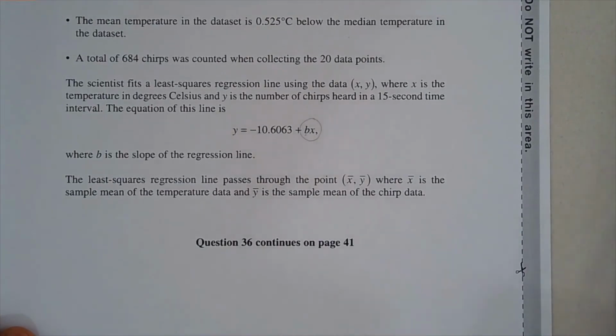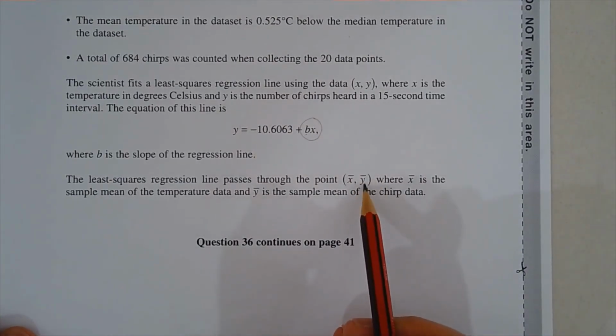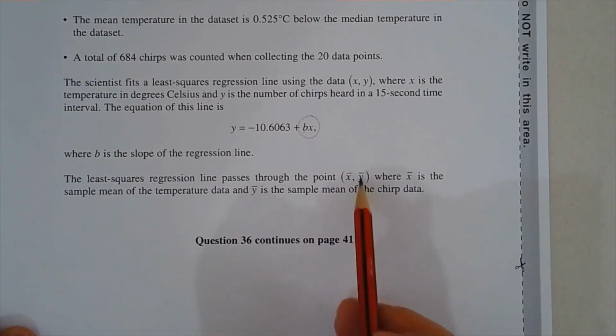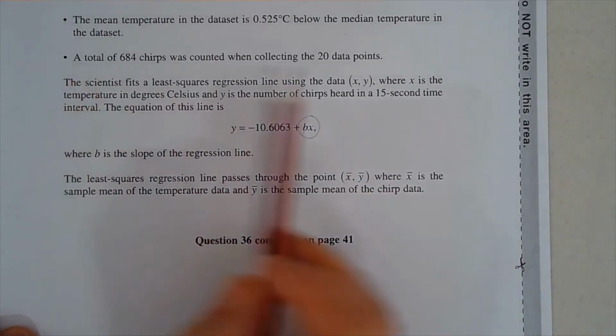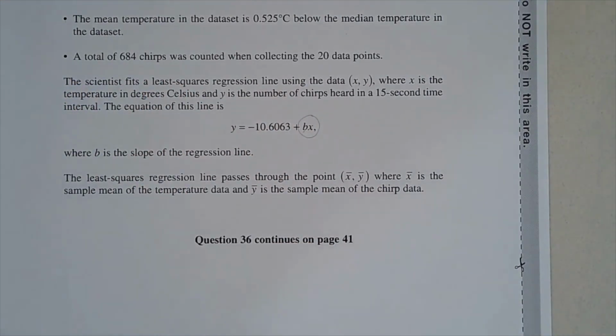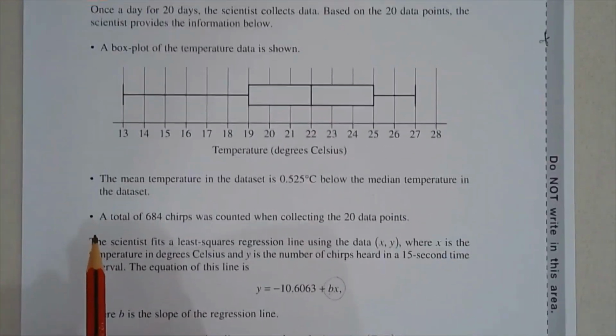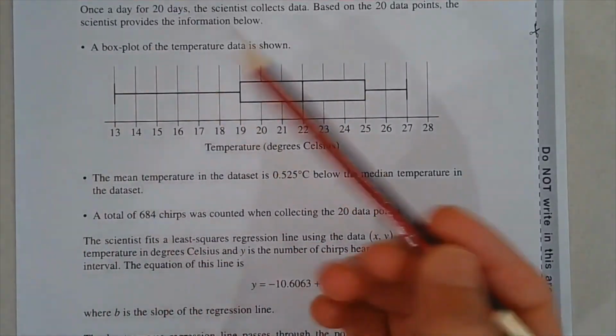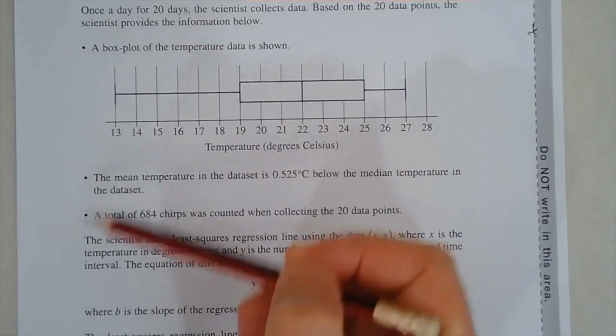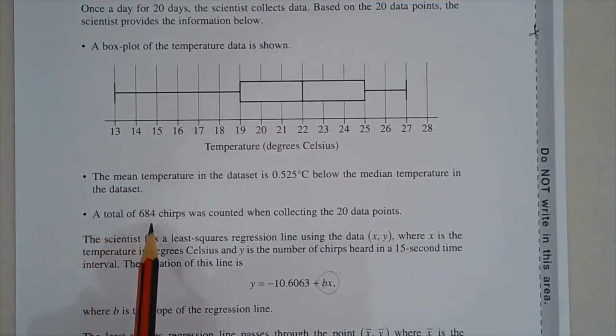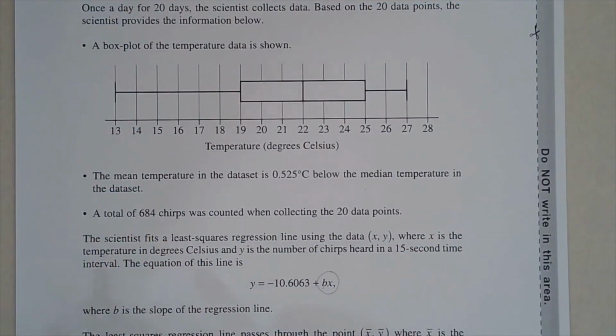Okay, now the next thing we need to work out is y bar. That's the sample mean of the chirp data in a 15-second interval. Let's make sure we get the points correct: first, second, third point. The third point will give us y bar. We have 684 chirps counted when collecting the 20 data points.